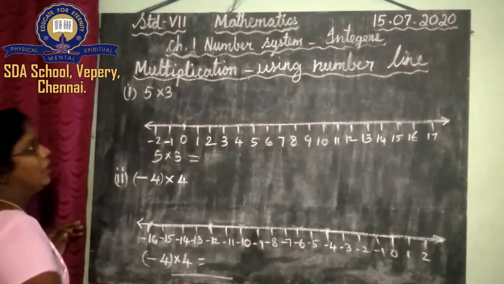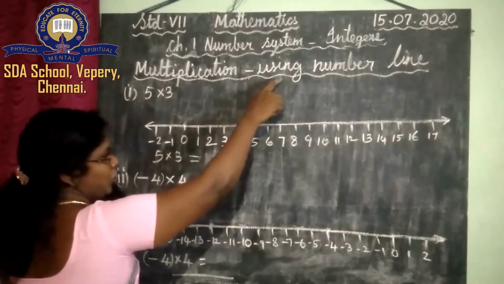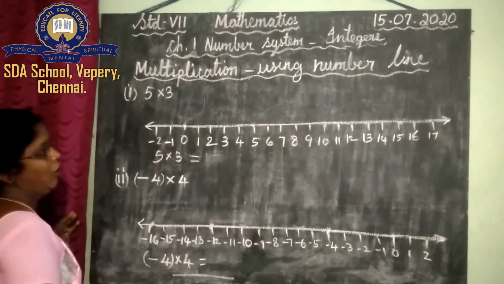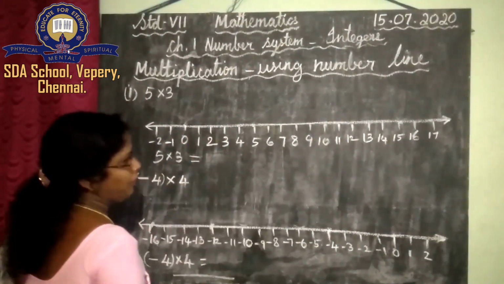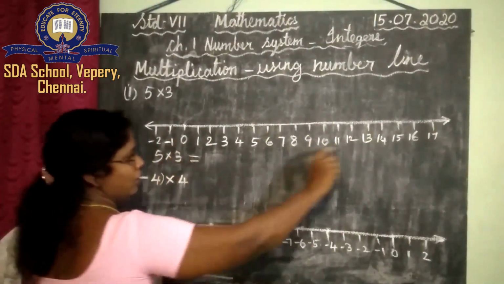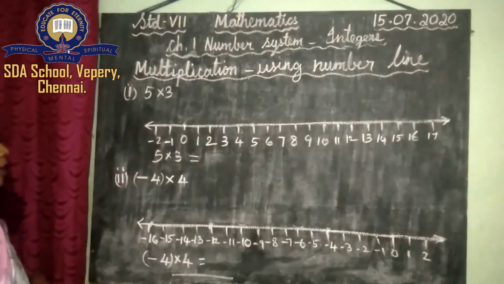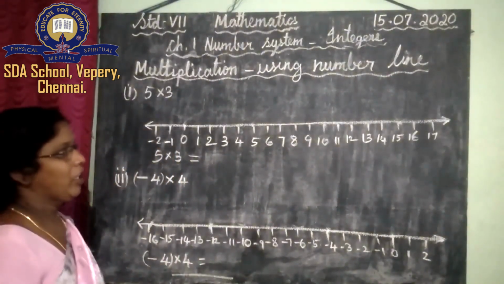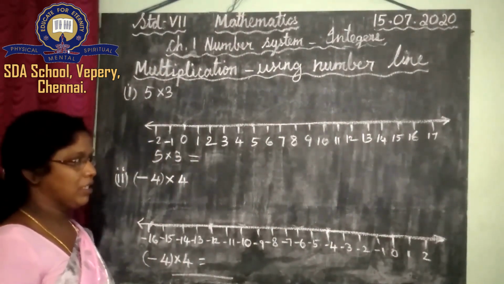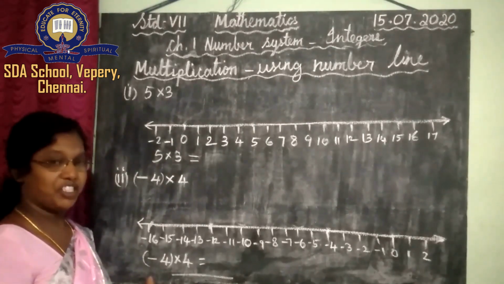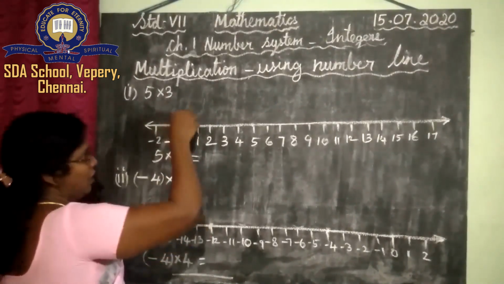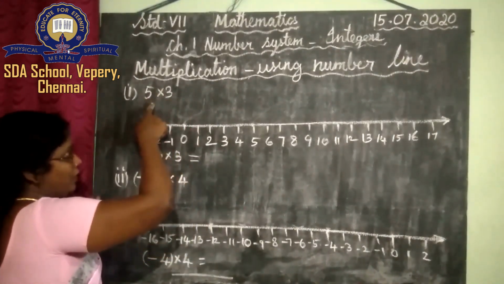Okay students, next we are going to see multiplication using number lines. How to do a multiplication sum on number lines. I have drawn a number line here. Number line means the collection of negative numbers, 0 and the positive numbers. Last week when I taught, I told you to start with 0. Always on a number line, whatever the operation is, whether multiplication or subtraction or addition or division, we have to start with 0.